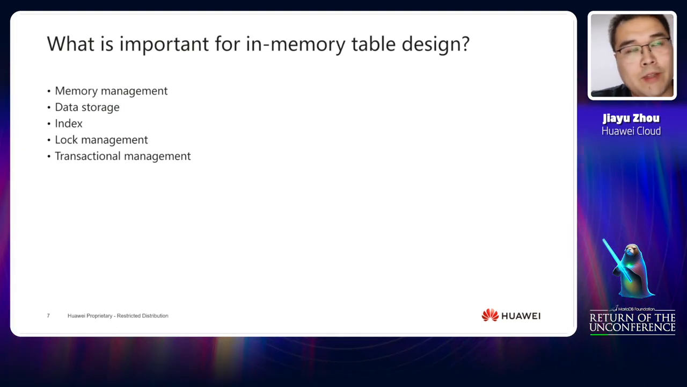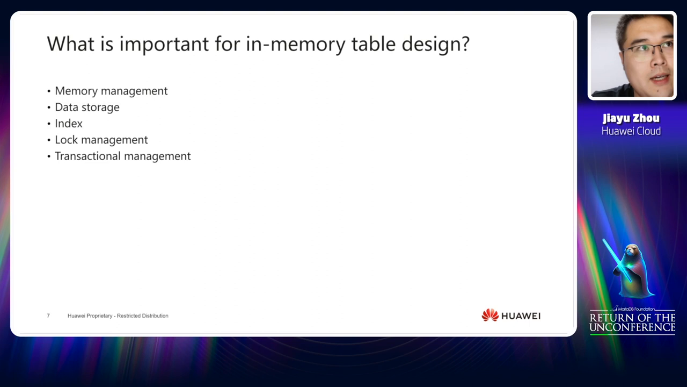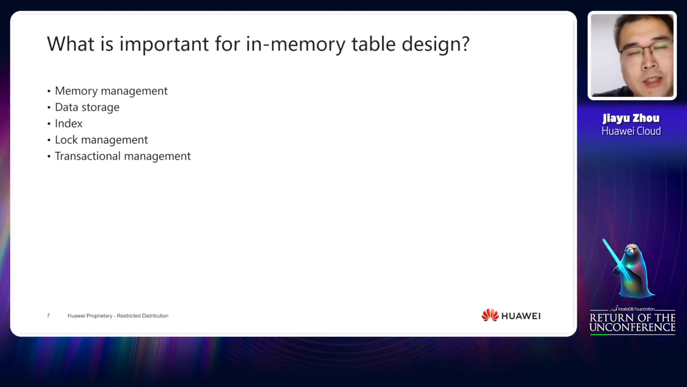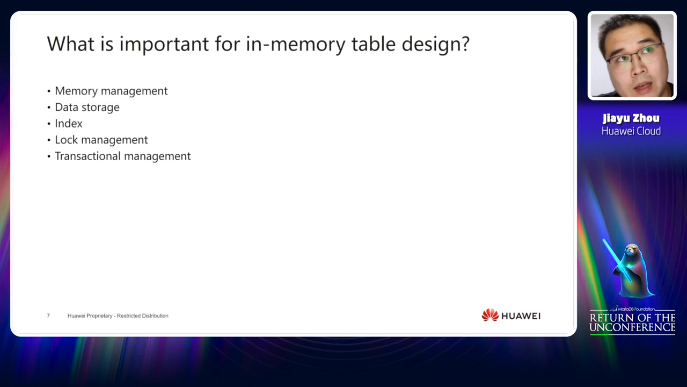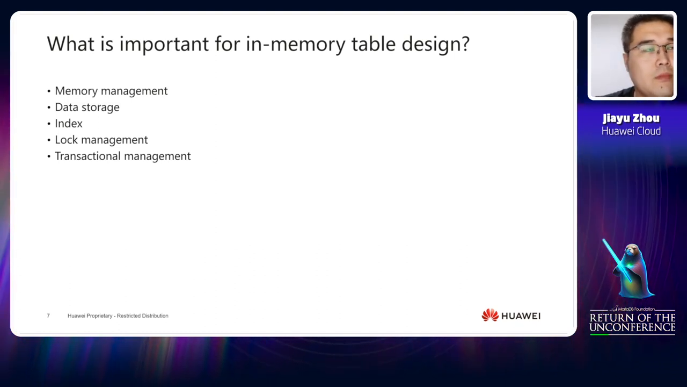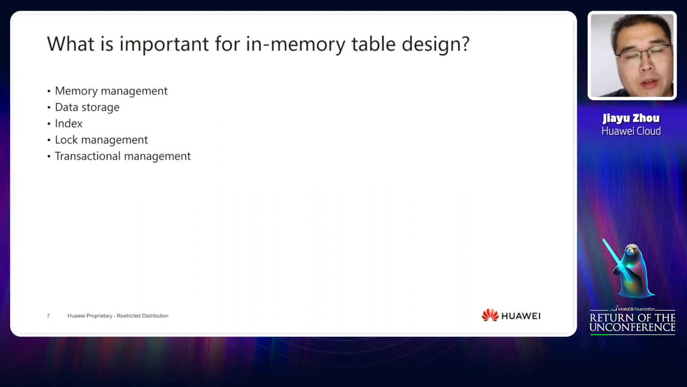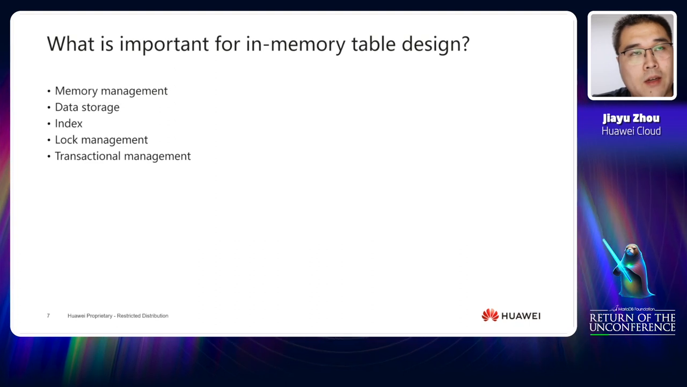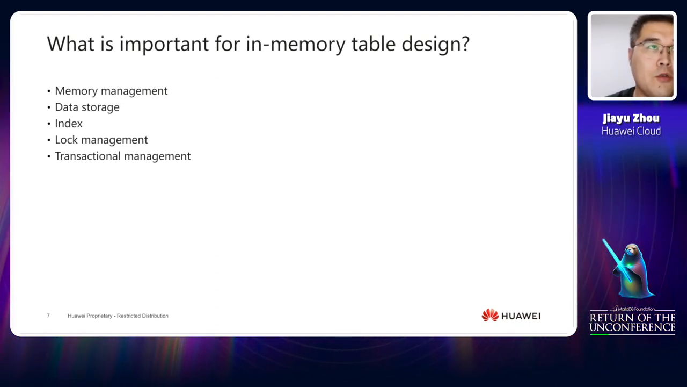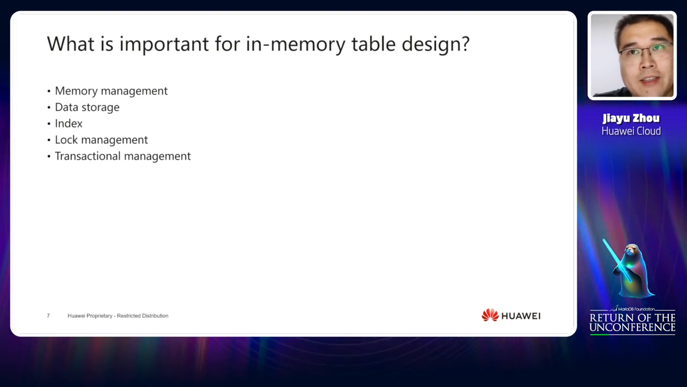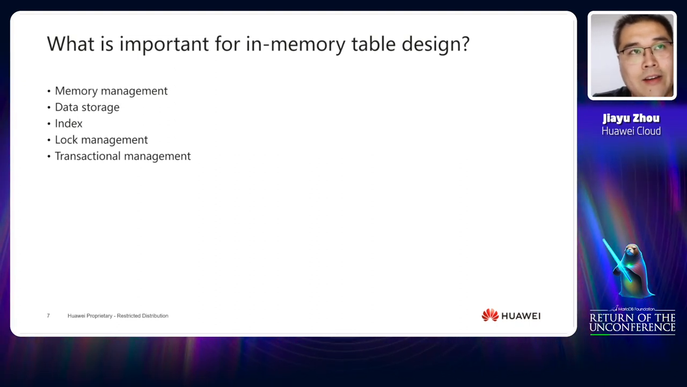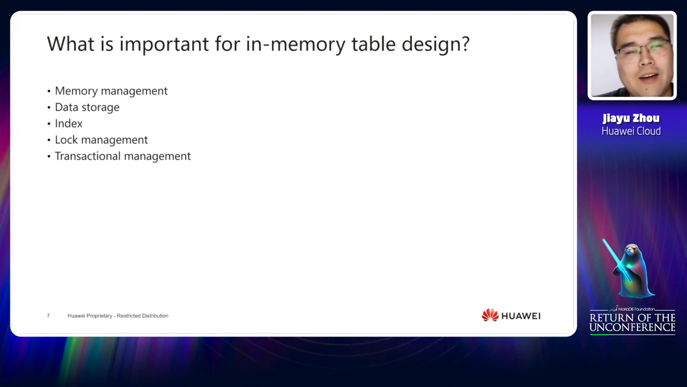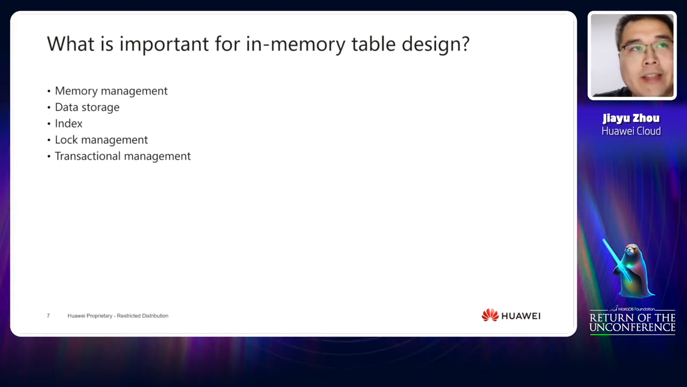Before we see the detailed design, let's check what is important for in-memory table design. So first is memory management. This is how the engine allocates memory from the operating system and how it releases it. And the second is the data storage. That is how to store the row data in memory. And the third one is index, which is how to implement index. For most in-memory tables, the index is either hash index or B-tree index.